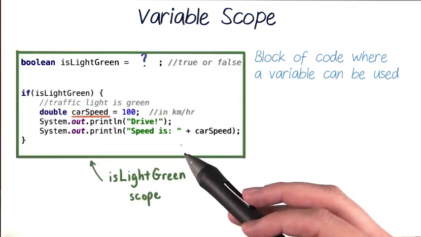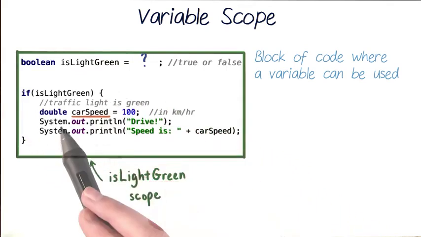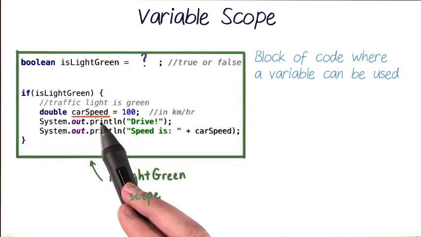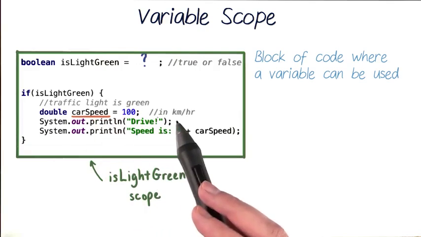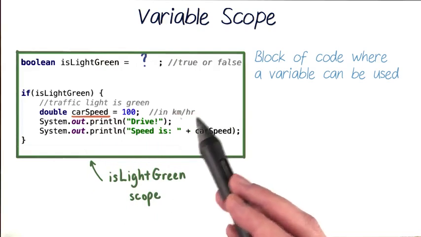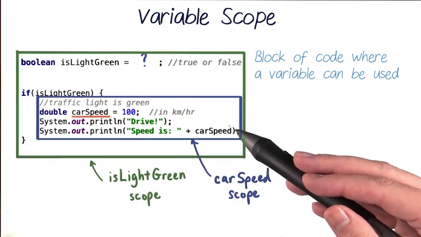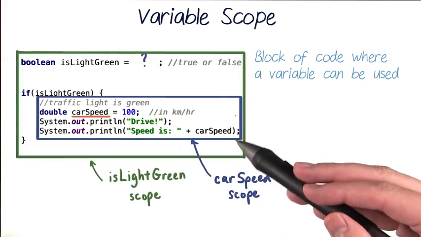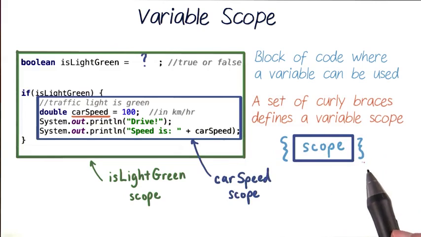But what if we instead declare a variable inside our if statement, inside its curly braces? Like this variable, double carSpeed, that keeps track of our car's speed. Let's set it equal to 100, and this is going to be in kilometers per hour, so that's about 60 miles per hour. Then the scope of our carSpeed variable will only be the code inside these curly braces. In fact, a set of curly braces defines a particular variable scope.